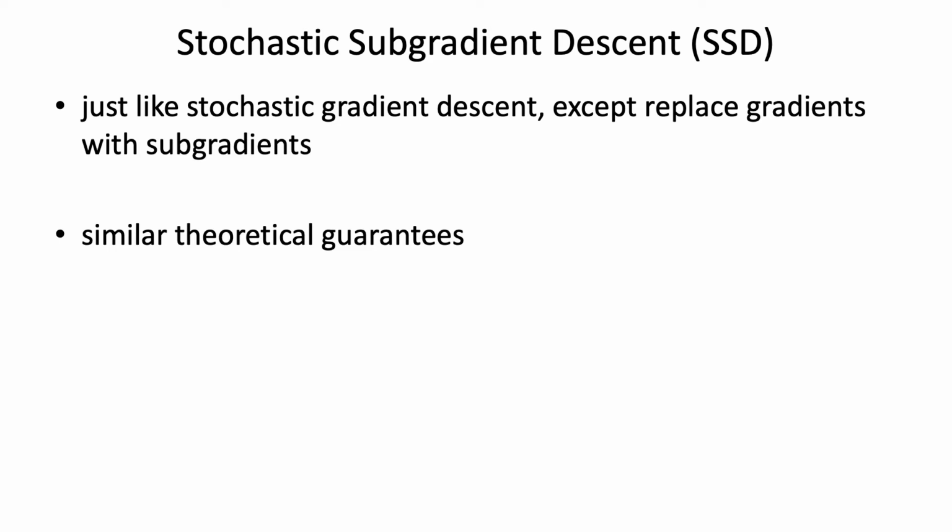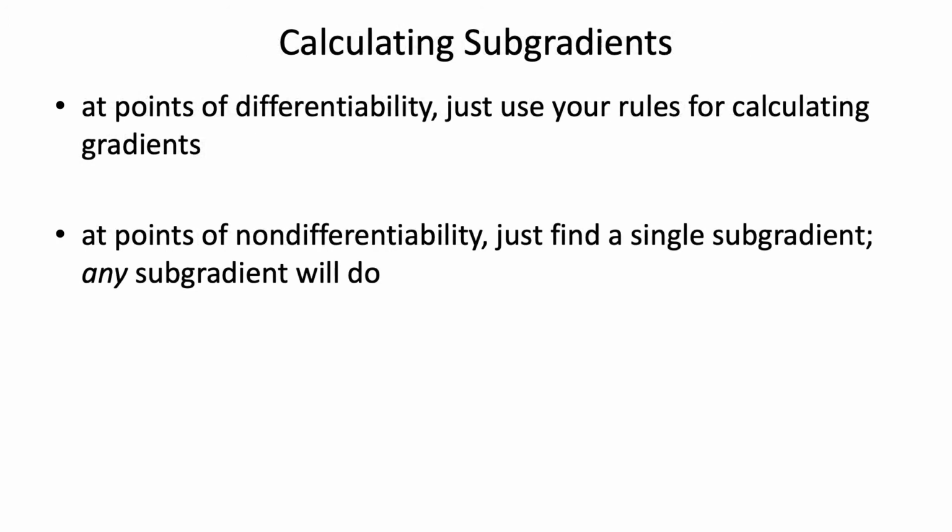Stochastic subgradient descent is like SGD, except we replace gradients with subgradients, and it has similar theoretical properties. How do we compute subgradients? Well, at points of differentiability, just use your standard rules for calculating gradients. At points of non-differentiability, when there is a set of subgradients, just find a single subgradient. For stochastic subgradient descent, any subgradient in the subdifferential will work.